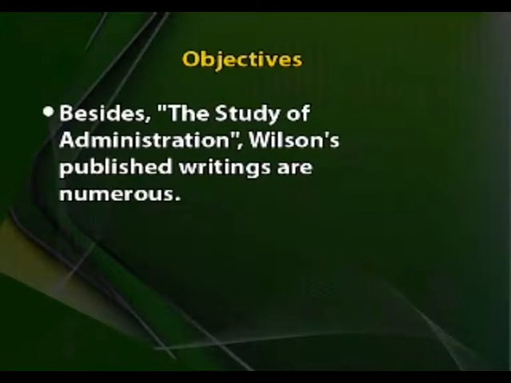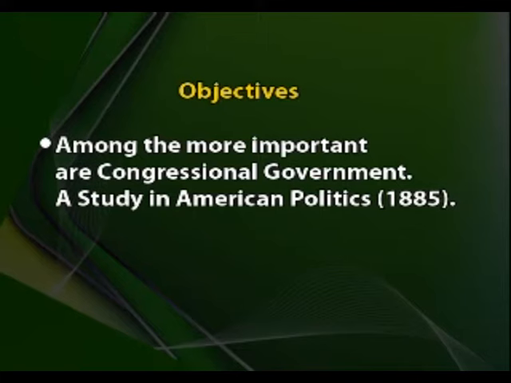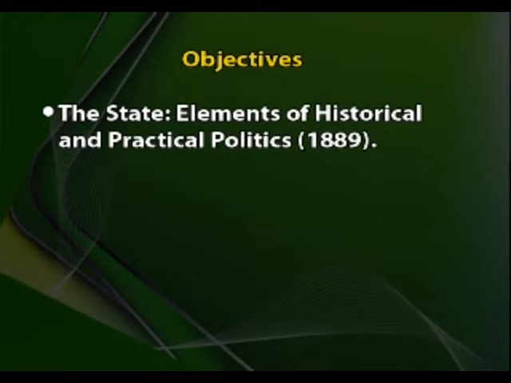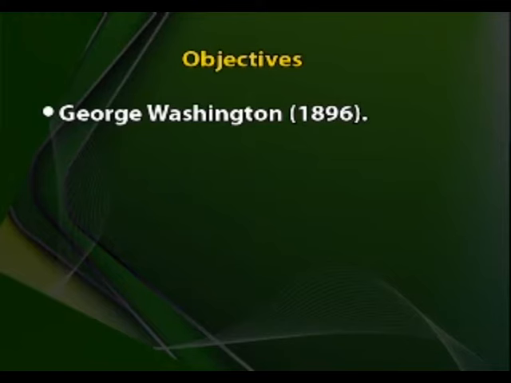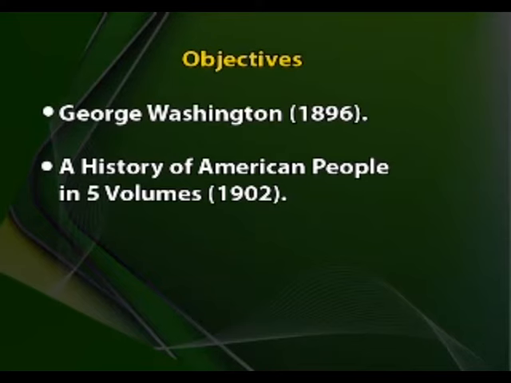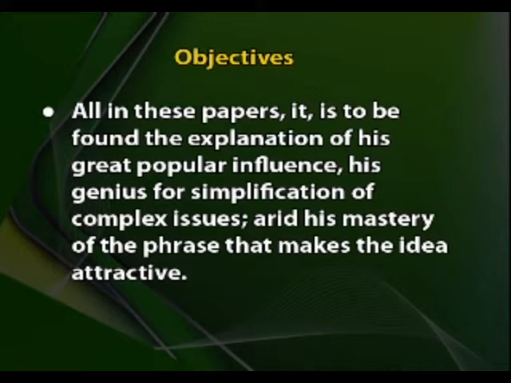Besides this, he published numerous writings. Among them, the most important are Congressional Government, A Study in American Politics; The State, Elements of Historical and Practical Politics; Division and Reunion; An Old Master and Other Essays; On George Washington; and A History of the American People in 5 volumes, in 1902. In all these papers can be found the explanation of his great popular influence, his genius for simplification of complex issues, and his mastery of the phrase that makes an idea attractive.